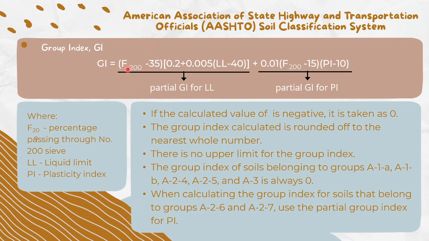The first term, which is (F200 minus 35) times [0.2 plus 0.005 times (liquid limit minus 40)], is the partial group index for liquid limit. While the remaining term, which is 0.01 times (F200 minus 15) times (PI minus 10), is the partial group index for the plasticity index. And if the calculated value of the group index is negative, it is taken as 0. So there is no negative group index. I mean, you can arrive at a negative value of the group index, but if that is the case, you have to write it as 0.